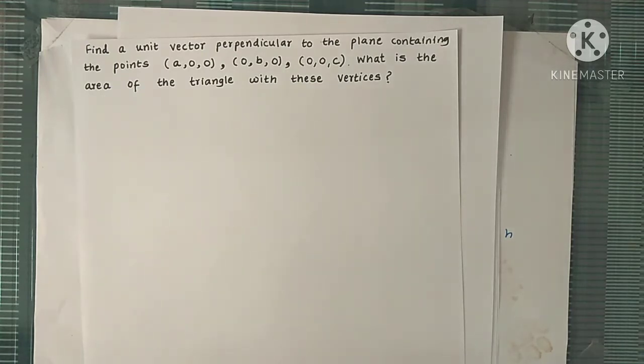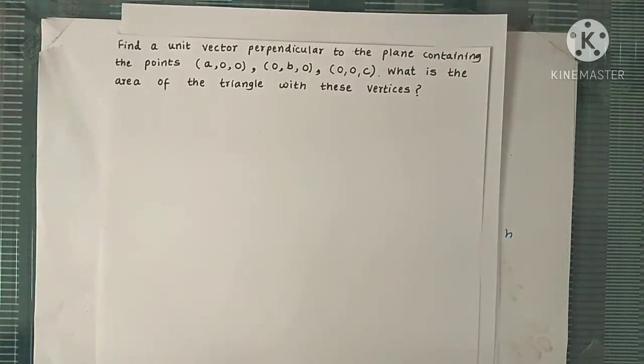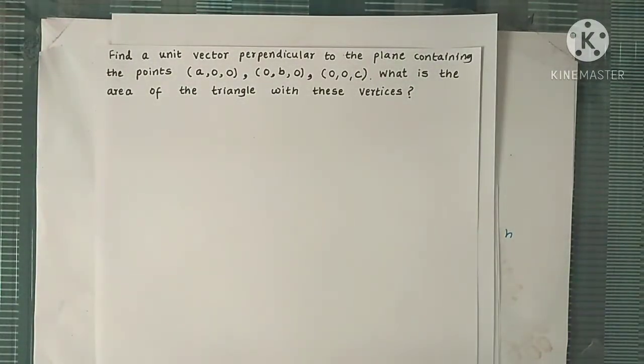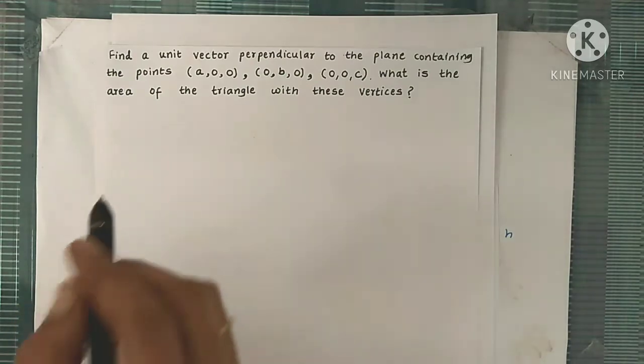Find a unit vector perpendicular to the plane containing the points A, 0, 0; 0, B, 0; 0, 0, C. What is the area of the triangle with these vertices? First of all, we have to find the unit vector perpendicular to the plane containing the points (a,0,0), (0,b,0), (0,0,c). You can see here that the first point is (a,0,0), that means it is a point on the x-axis. The second one is a point on the y-axis and the third one is a point on the z-axis. So these 3 points form a triangle.